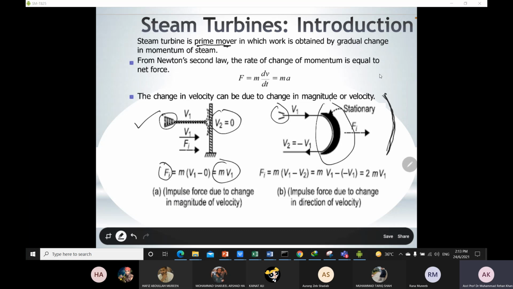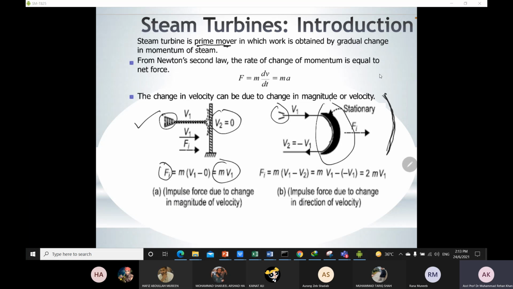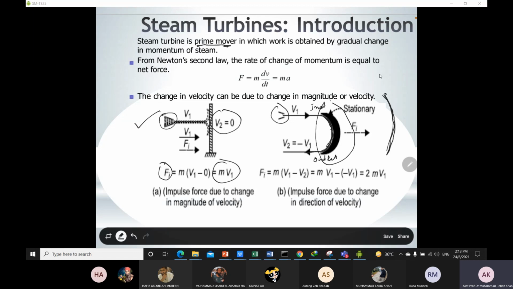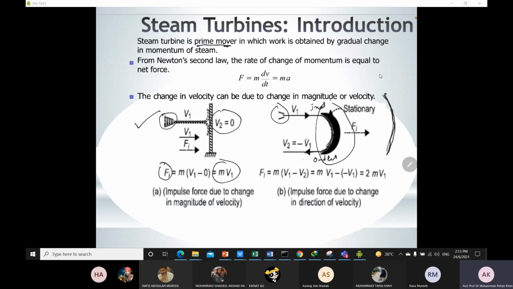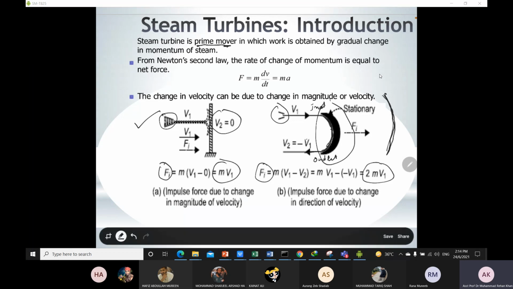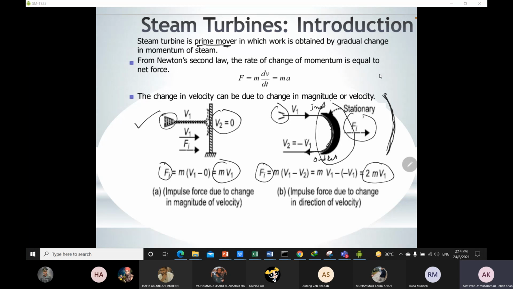With the velocity v1, and if we assume there is no friction on the curved section, in the blades we call this the inlet, and this is the outlet. So the same velocity, but with the opposite sign, is at the outlet. In this case, your impulse force becomes m into change in velocity, which will be equal to 2m v1. So your impulse force is more in comparison with the stationary one.